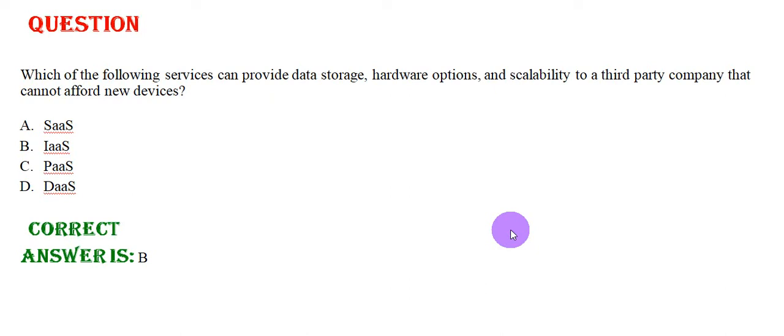Which of the following services can provide data storage hardware options scalability to the third party company that cannot afford new devices? Option A, SaaS. Option B, IaaS. Option C, PaaS. Option D, DaaS. The correct answer is option B.